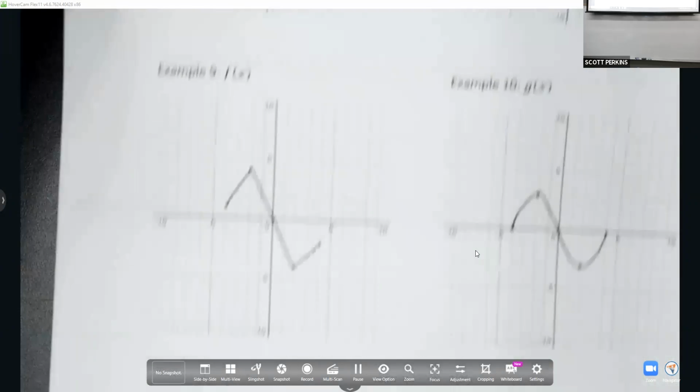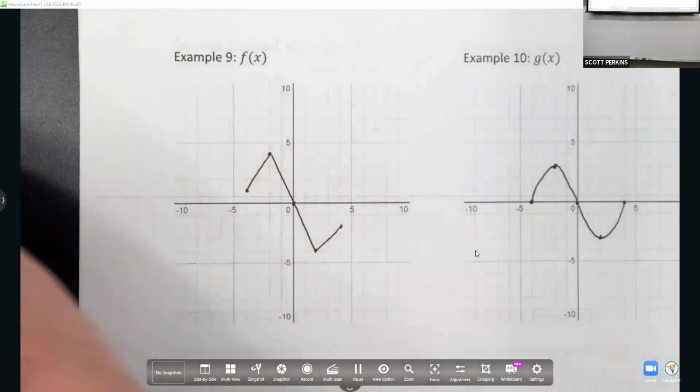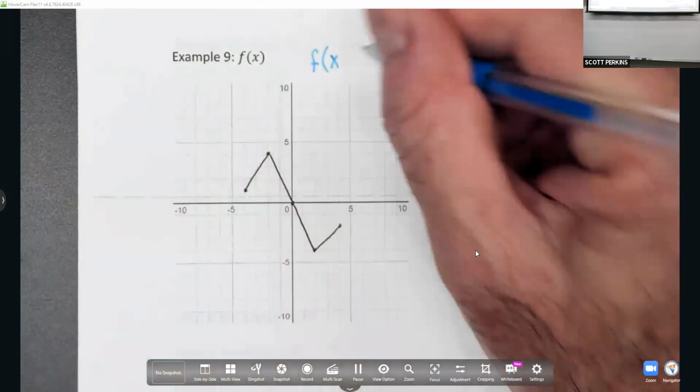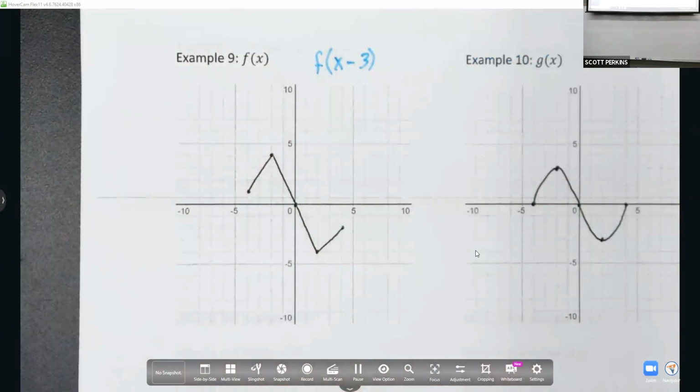So far, so good. I know that's sometimes tricky to get a hold of, and that's why we're doing a bunch of examples. So I'm going to do example 9 with you. We're going to take f of x, and we're going to graph f of x minus 3. For these 2 examples, we won't do it for all 4, we're also going to do the domain and the range.